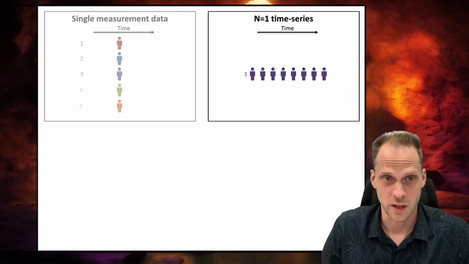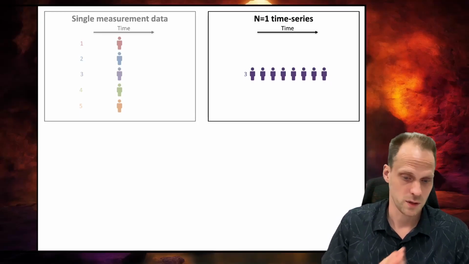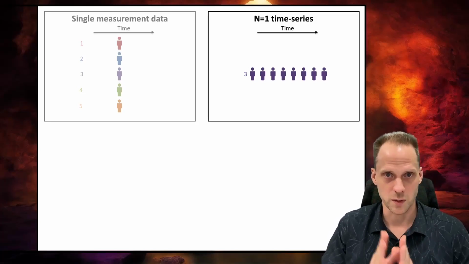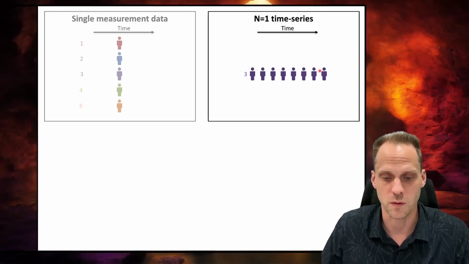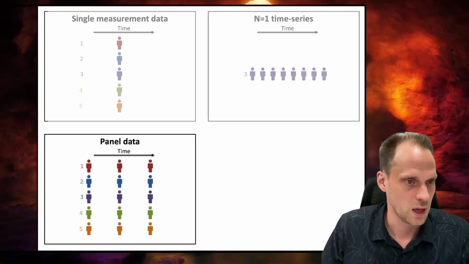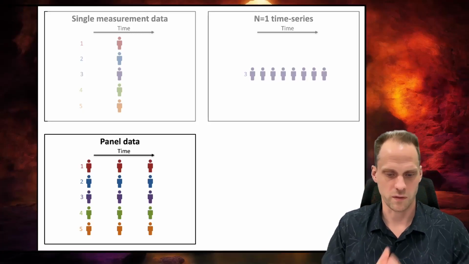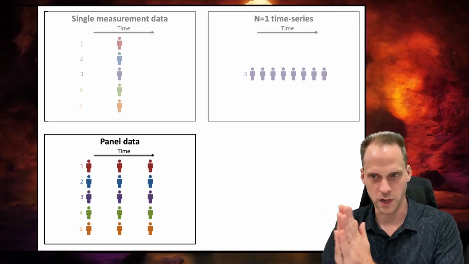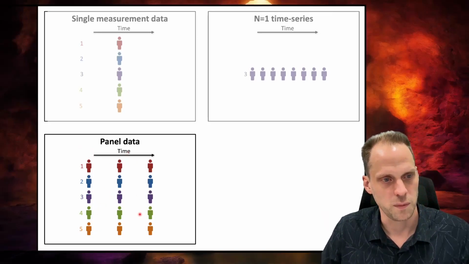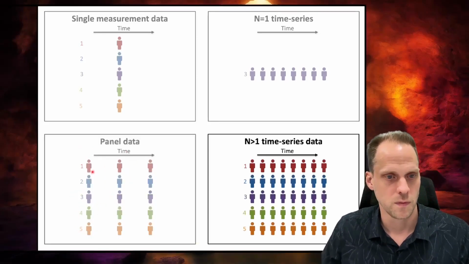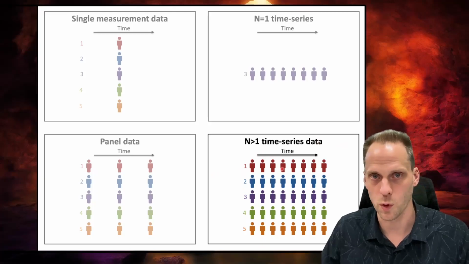Another type of data that we might have is n=1 time series. This is the type of data I talked about in the previous video, where we have many observations of one person. We can use this to look at this person over time. Then a third type of data is panel data, where we have a few observations of many people. So here we have many people measured a few times.